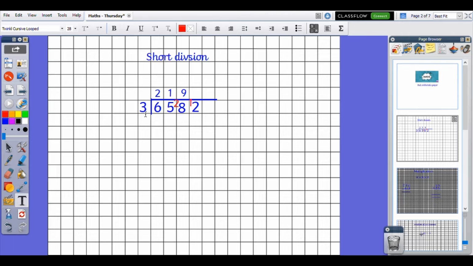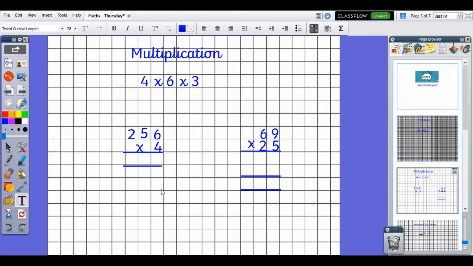And then I'm seeing how many 3's go into 12, which is 3, 6, 9, 12. So I've got 4. And there we go. And there is no remainder. So I've got 2,194 as my answer. Nice and easy like that.